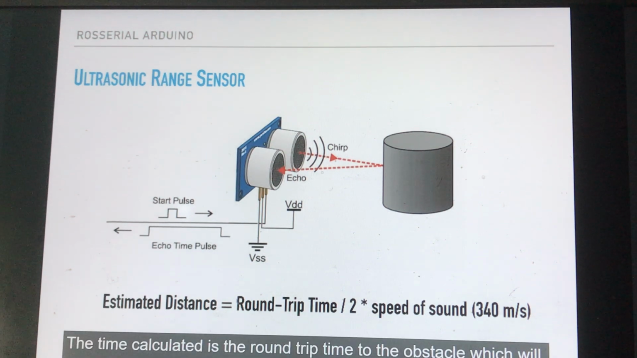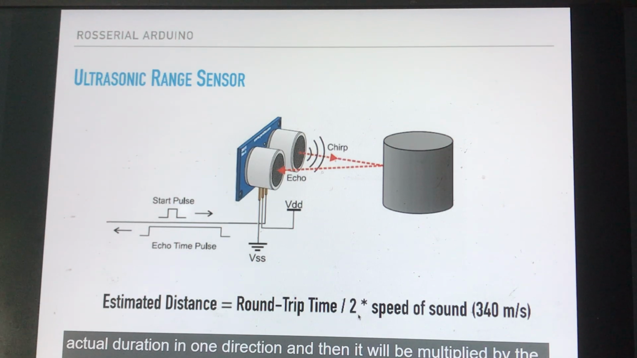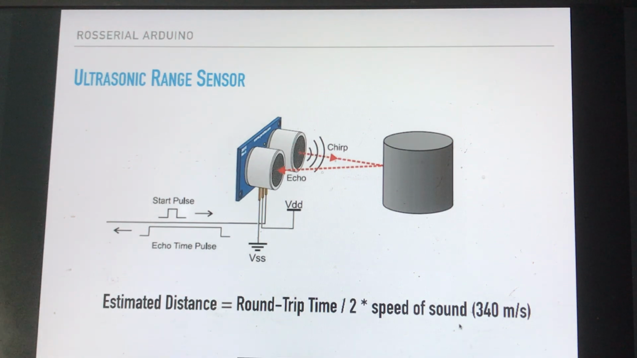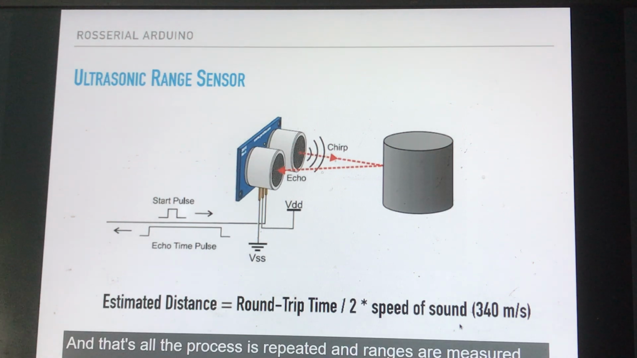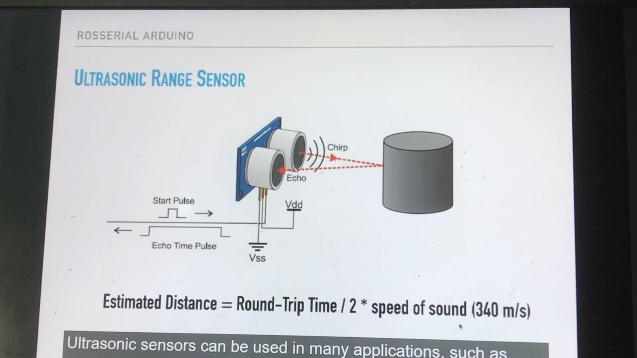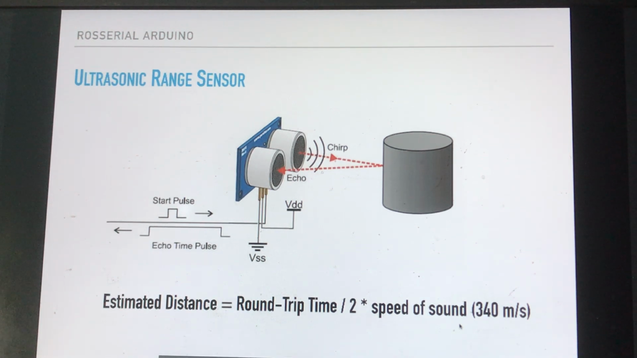The time calculated is the round trip time to the obstacle, which will be divided by 2 to get the actual duration in one direction, and then multiplied by the speed of sound in the air, which is 340 meters per second. And that's all. The process is repeated and ranges are measured periodically every certain number of milliseconds. Ultrasonic sensors can be used in many applications, such as presence detection of intruders, level of a container, for example smart containers, or water level measurement, position and distance. They are also called proximity sensors.